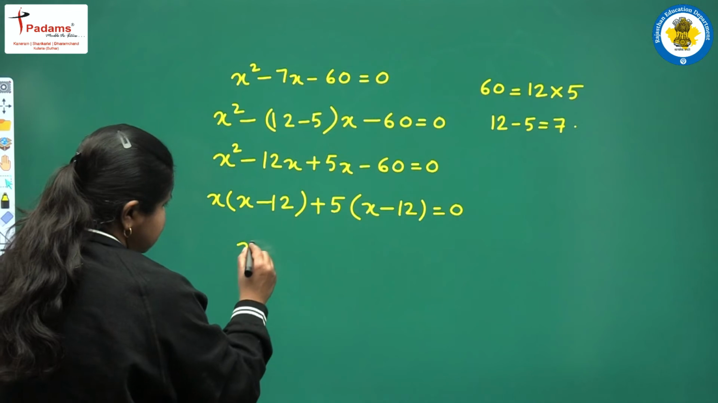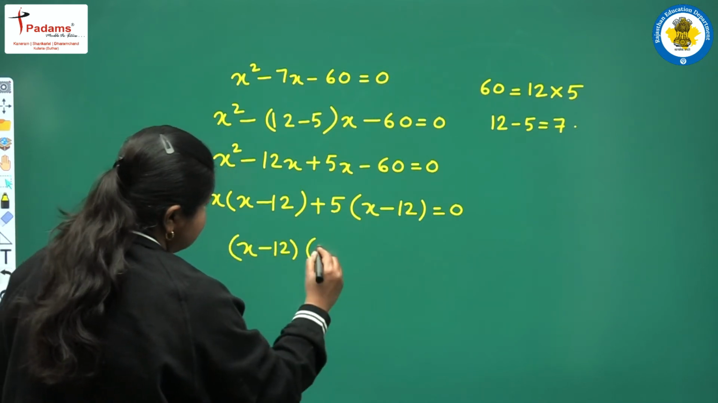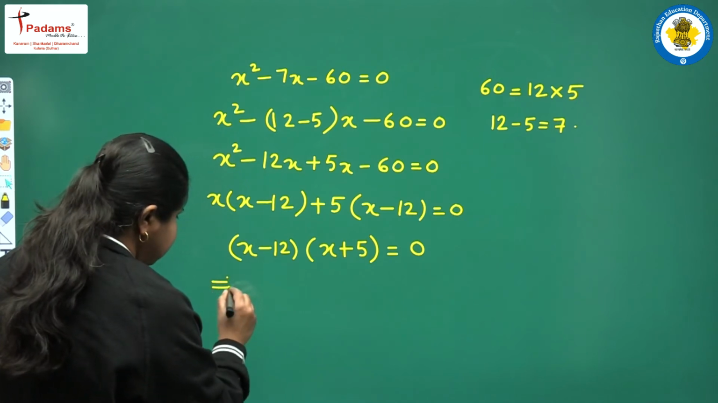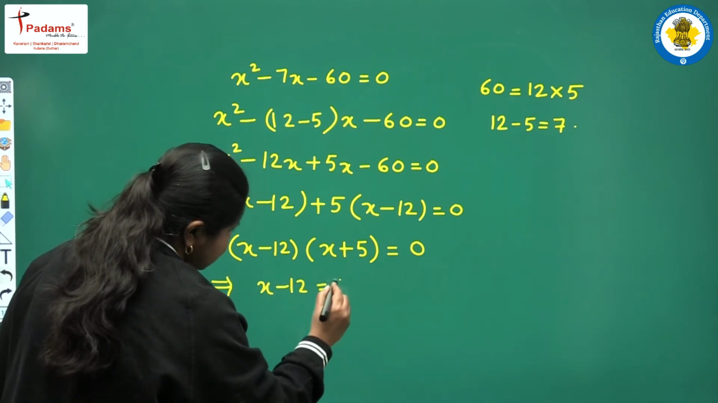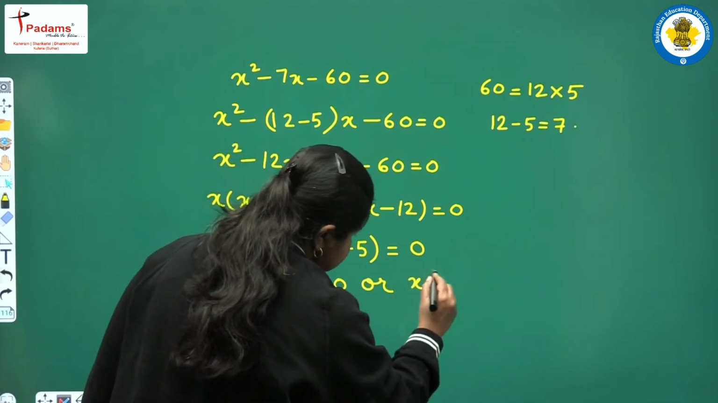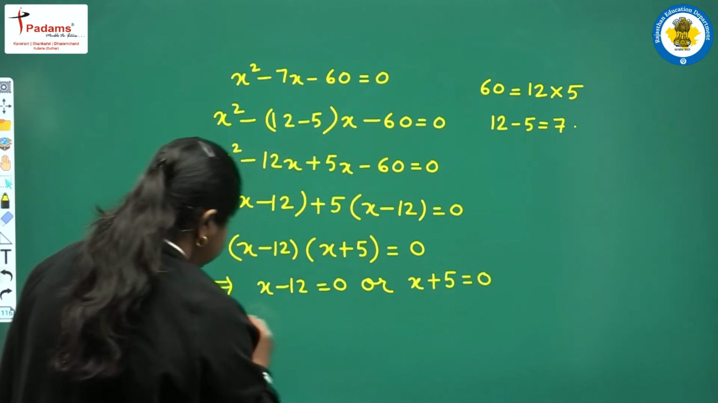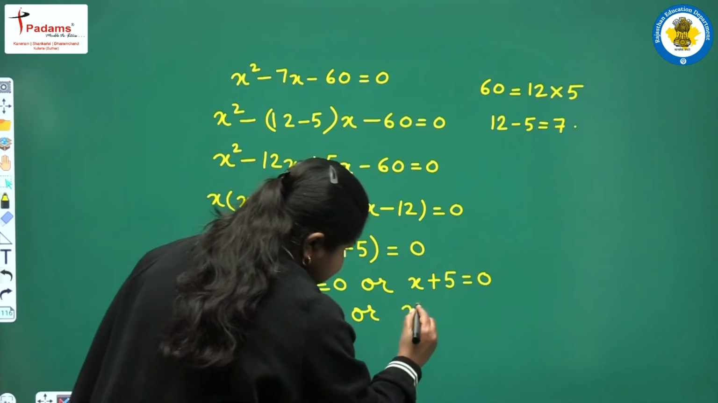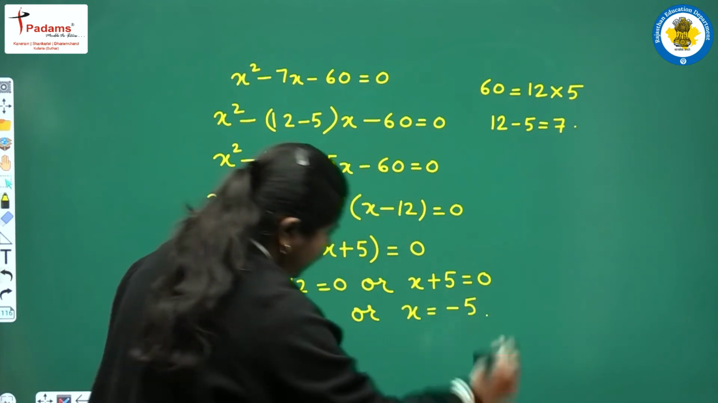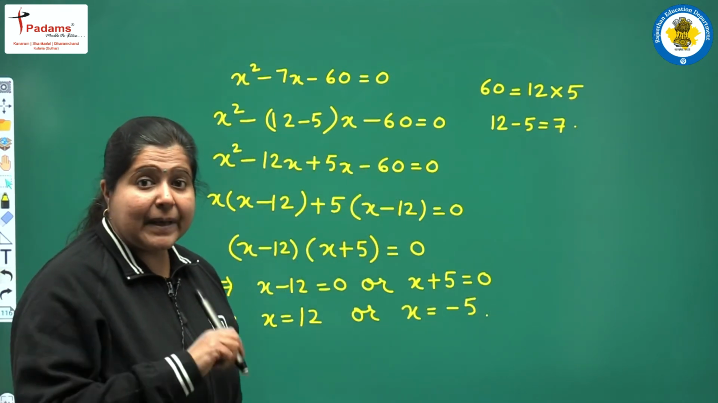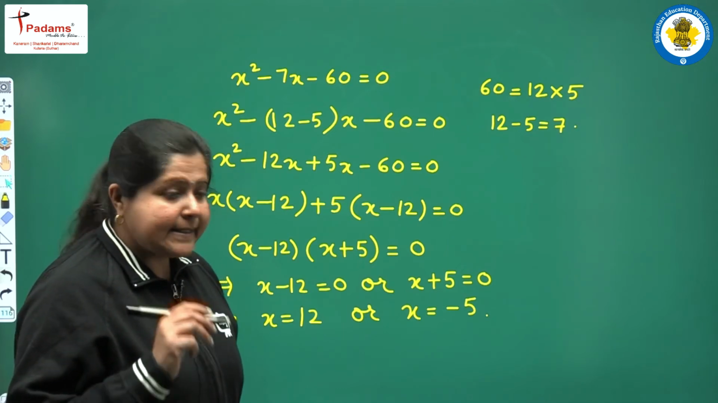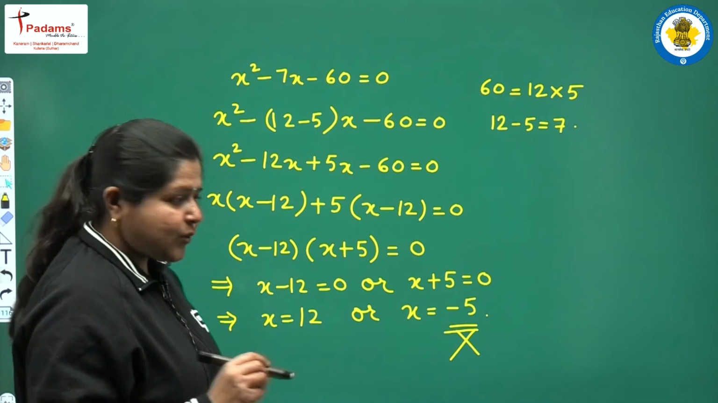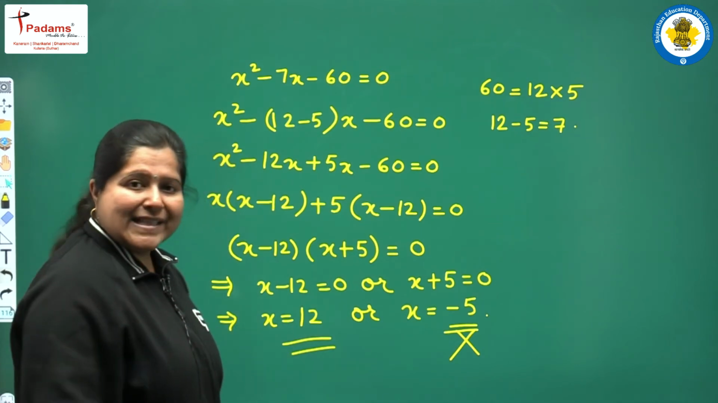Now x minus 12 is the common factor, take it outside and remaining will be x plus 5 equal to 0. This means that either x minus 12 is equal to 0 or x plus 5 is equal to 0. This further means that either x is equal to 12 or x is equal to minus 5. Now what is x? It is the base of the right triangle and the base cannot be negative. So we can easily discard this value, and so the base of the triangle should be 12 centimeters.